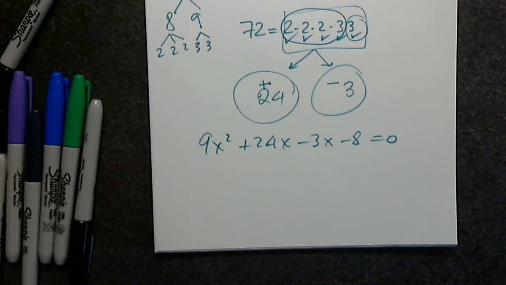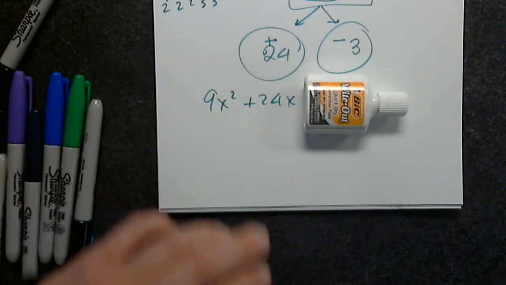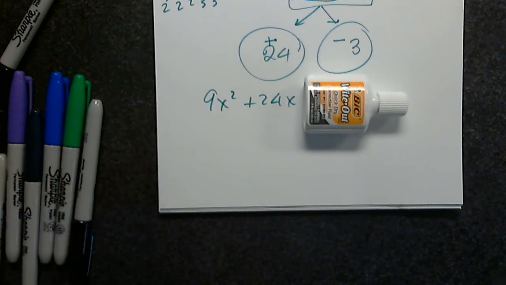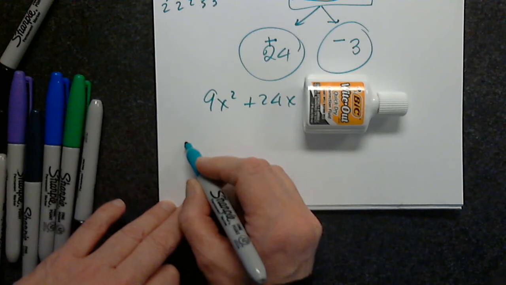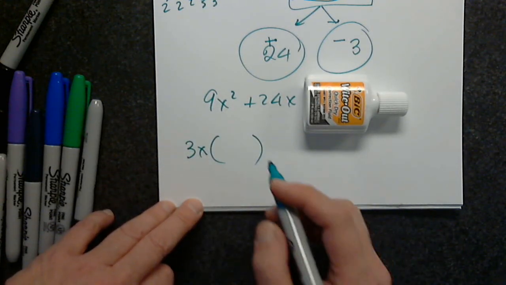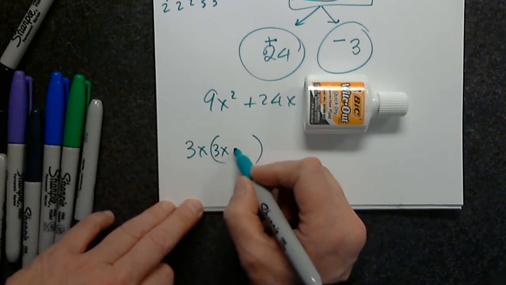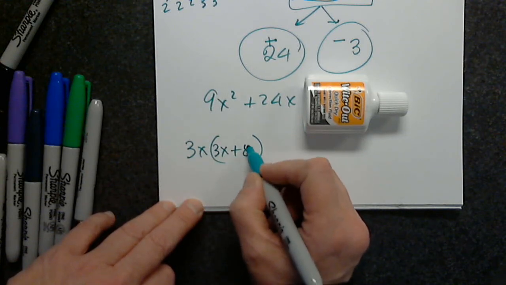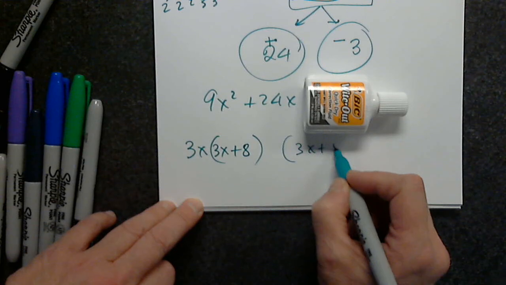Does that answer your question? Yes. Okay, perfect. So next step, of course, I will factor by grouping. What do I factor out from the first two? 3. Yes, perfect. And what is left in parentheses? 3x plus 4. Plus 8. I have to get a 3x plus 8.